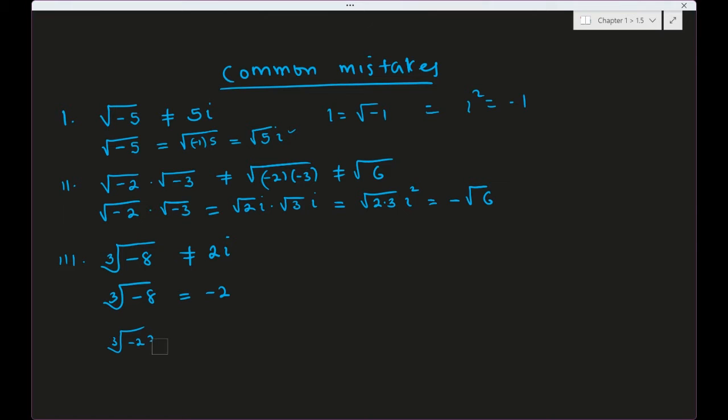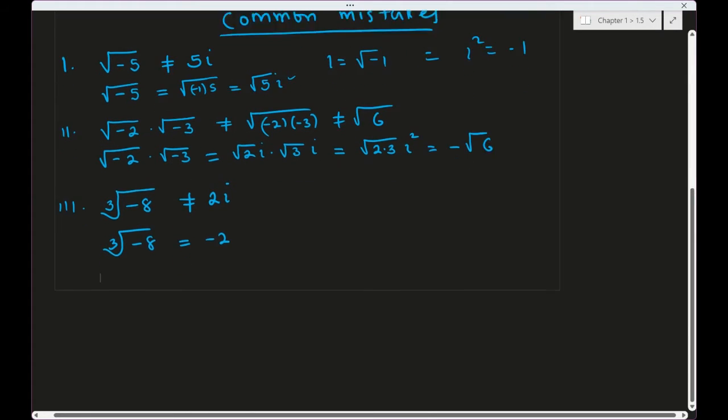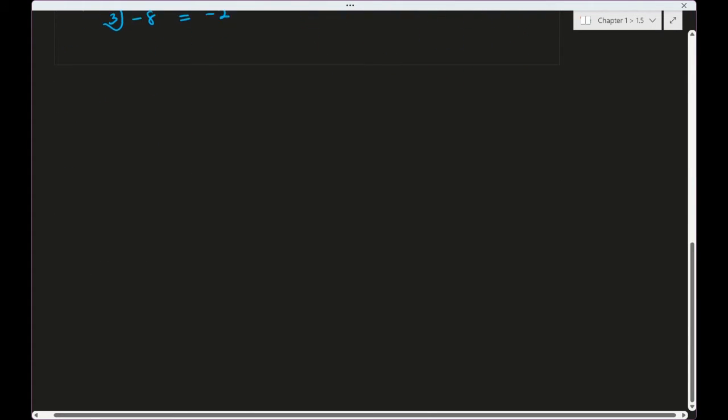So you're only going to have an imaginary number if you are dealing with an even root. But if the index is odd and you have a negative number, you should still get a real number, not an imaginary number. Okay, so let's move to one more interesting one.